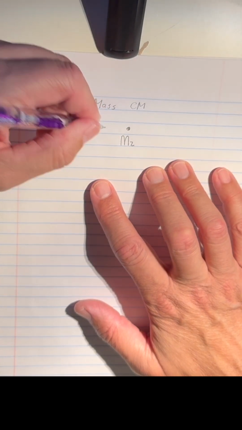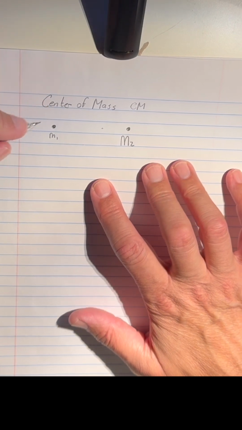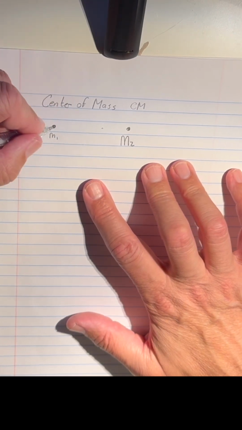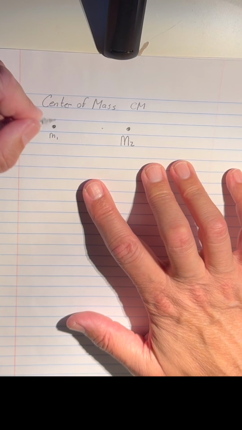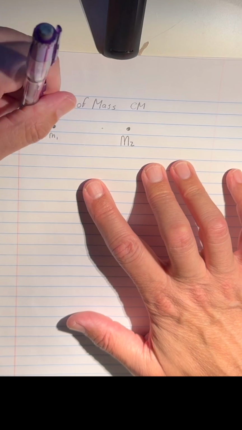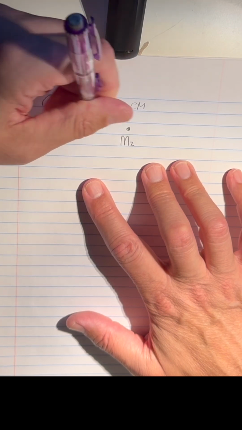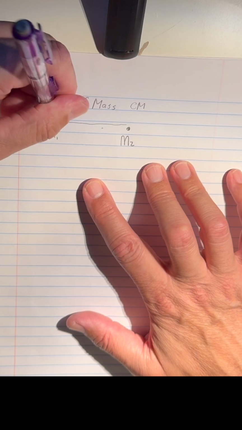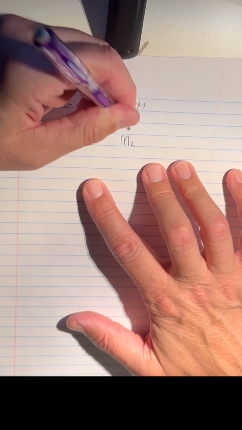So the center of mass might be here. The way we calculate it is we pick a zero. I would ordinarily pick a zero at m1, but I'm going to pick a zero right here. That is the distance to m1, and this all the way over to m2 is the distance to the center of m2.